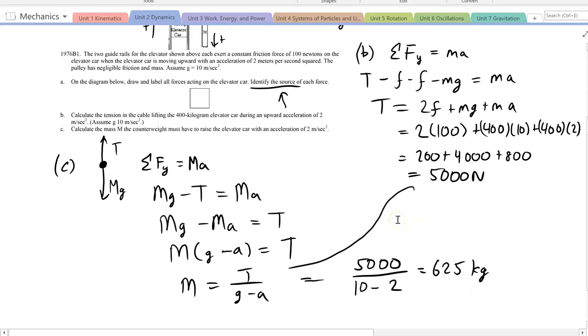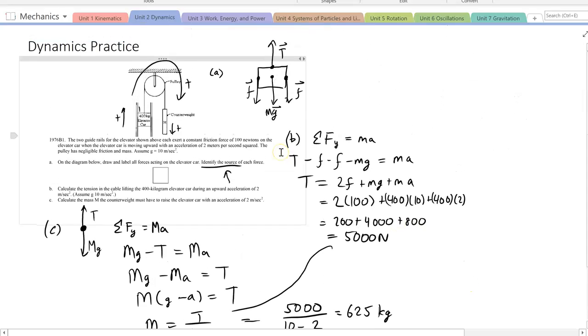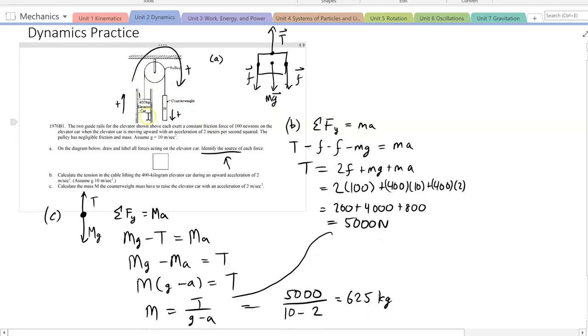So in all, let me just zoom out. We were looking at an elevator and a counterweight with some friction involved. Part A asked us to find and label the source of the force, which is done here. And then part B asked us to find the tension on the elevator car, which was easy because they gave us all the information here in part B and the stimulus. And we found it to be 5,000.